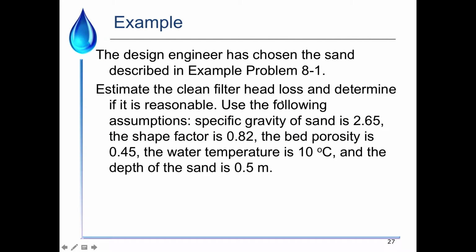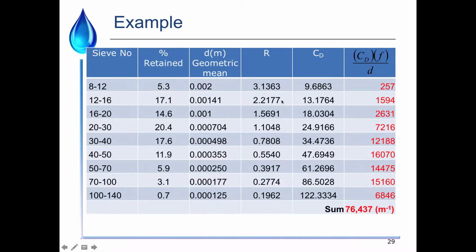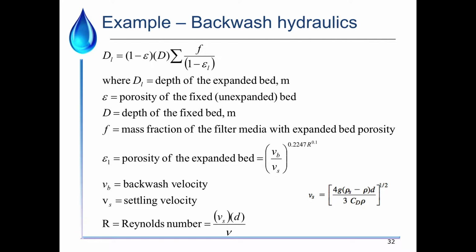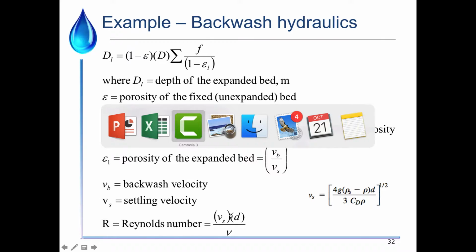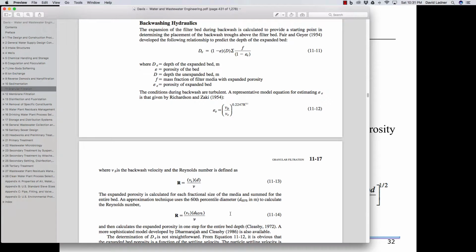And when we look at our slides, we see in the backwash hydraulics section here, sure enough, Reynolds number is just the settling velocity times the diameter divided by the kinematic viscosity. Why don't we use the shape factor here? Well, this is a mystery to me, it has been a mystery until just today. I think I know why.